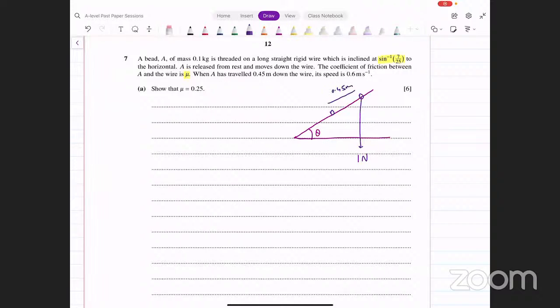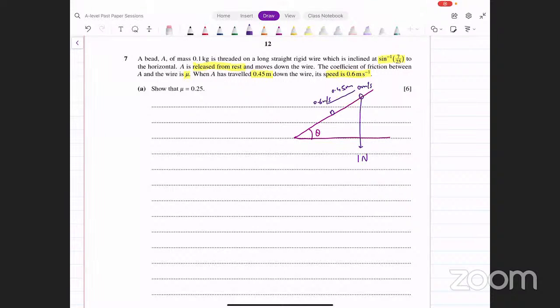और वहां पे जाके उसकी स्पीड कितनी हो गई है? 0.6 meters per second. Start कहाँ से किया था उसने? Started from rest. It was released from rest. Okay, so started from rest. हम यहाँ से क्या कर सकते हैं? उसकी acceleration find कर सकते हैं. Then we can use RF equals MA to find the forces.